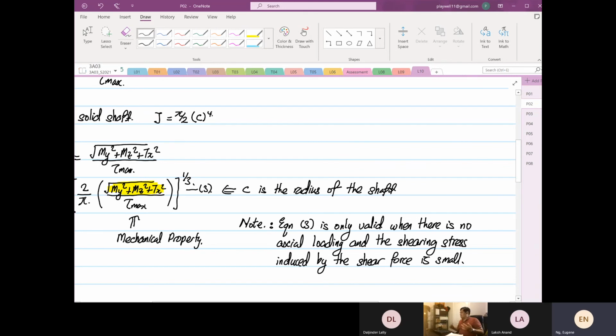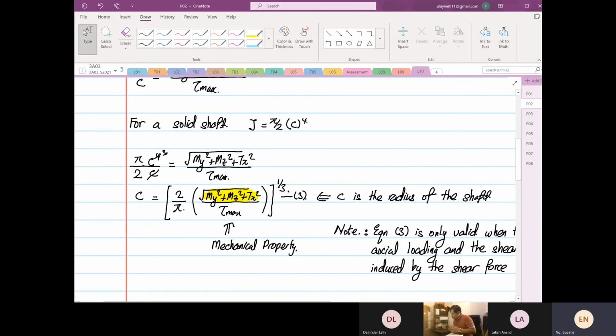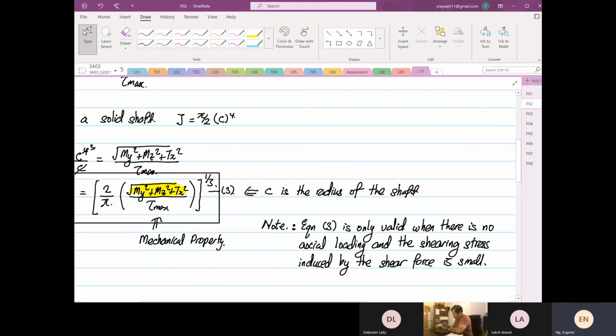Okay, so as engineers, we need to know when to apply what. This formula that I've written for you is only valid when there is no axial loading and the shearing stress induced by the shear force is small. Then equation 3 is true. If not, you cannot use equation number 3. You have to consider your shear, or if you have axial loading, then you have to consider your axial loading. Later on, we'll do examples, not this week, where we have axial load, and then you cannot apply this anymore. So this is only true when there's no axial loading and the shear force is small, so the shearing stress is basically ignored. There's a theory behind it. The theory, believe it or not, is the easy part.